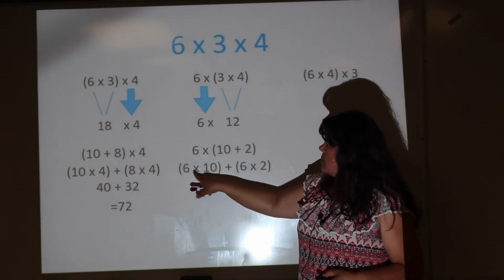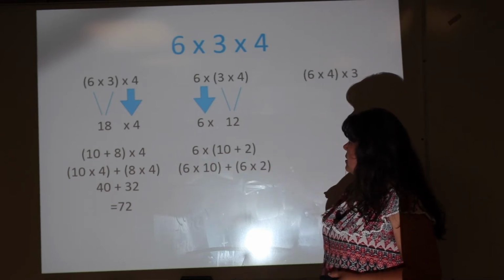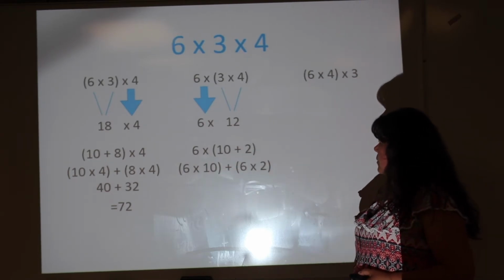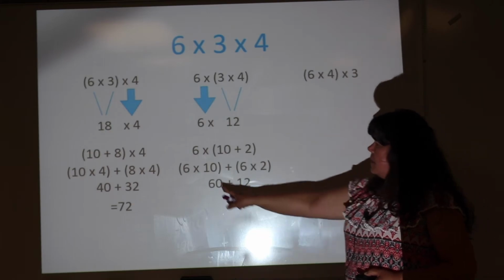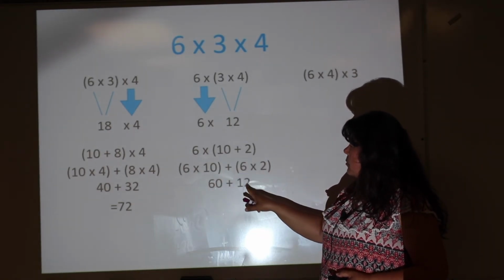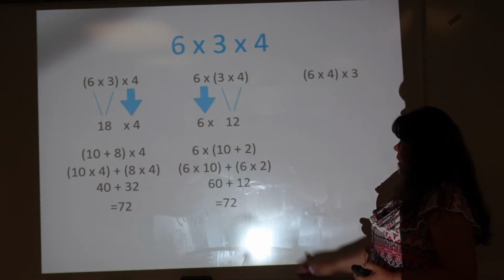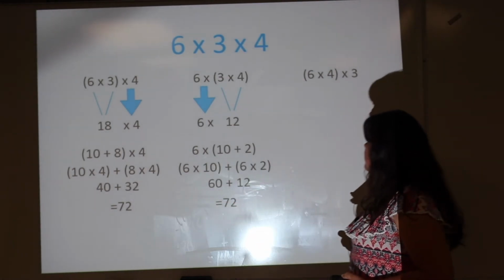In this case, our 6 is going to be on this side because it's on this side, just to make it easier. Here's the 10, here's the 2. 6 times 10 is 60. 6 times 2 is 12. I bring the plus sign down, I add those. Oh, I got the same product.